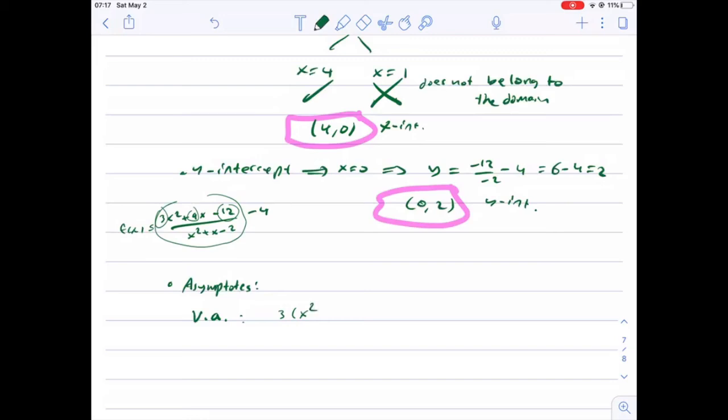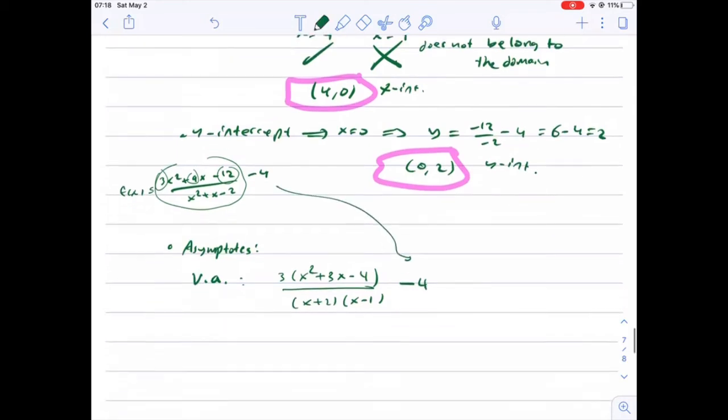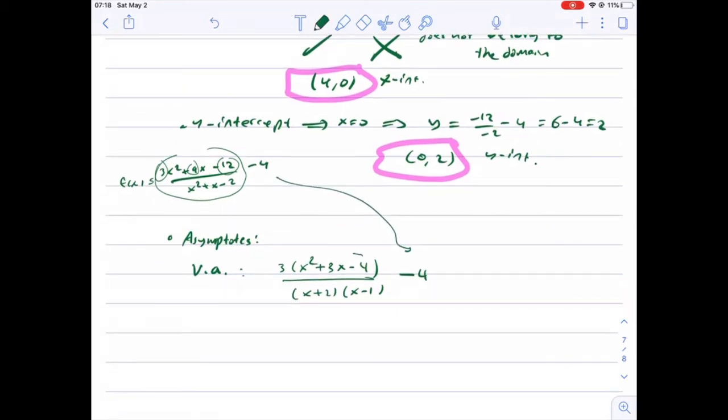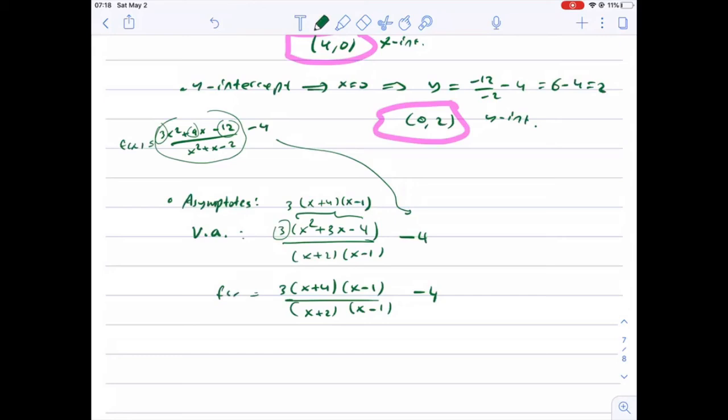So we have x squared plus 3x minus 4 over, what about the denominator? The denominator can be factored as (x plus 2) times (x minus 1). Now minus 4 here. And then we can factor the numerator. The numerator becomes, now we already have 3 here, (x plus 4) times (x minus 1). So we can write this as 3 times (x plus 4) times (x minus 1) over (x plus 2) times (x minus 1), all minus 4. So this is f of x.